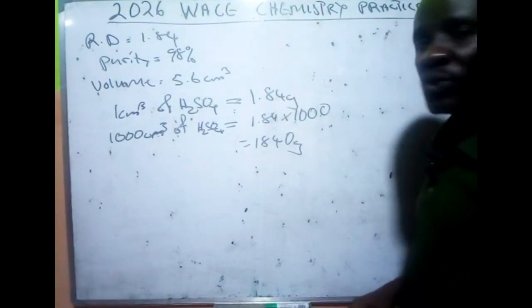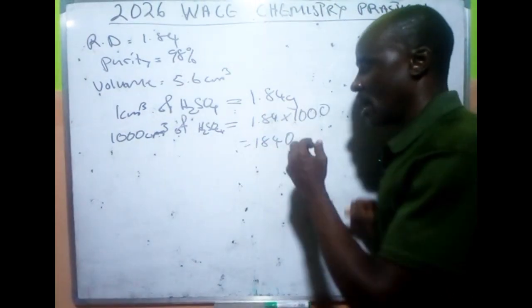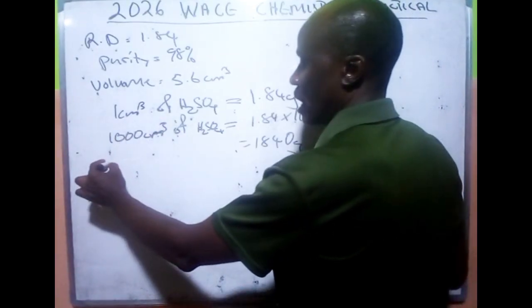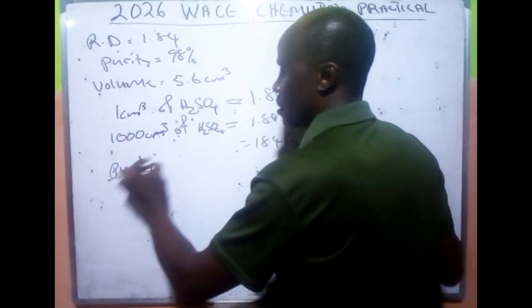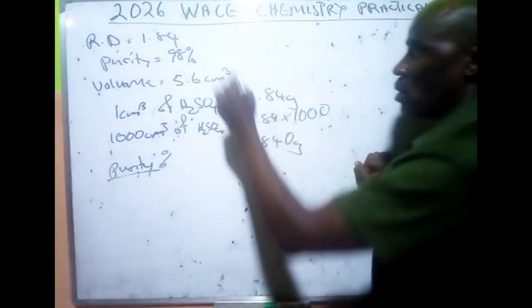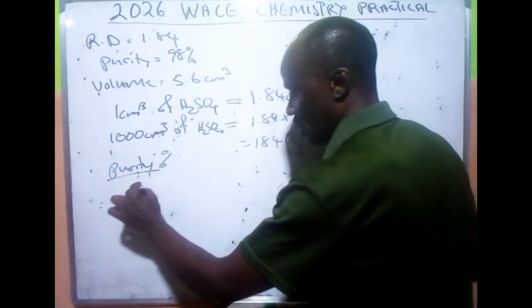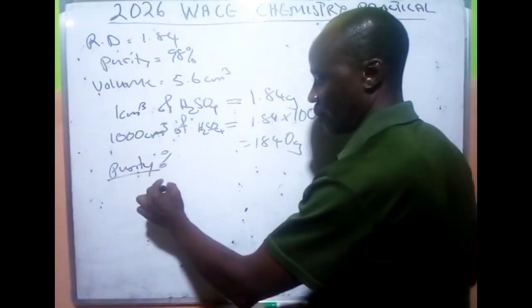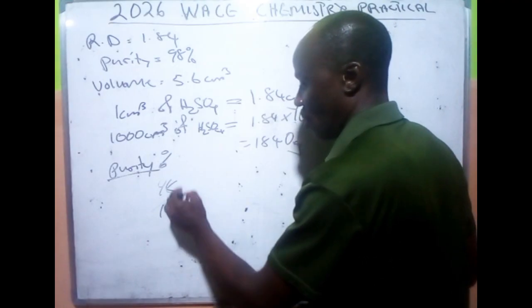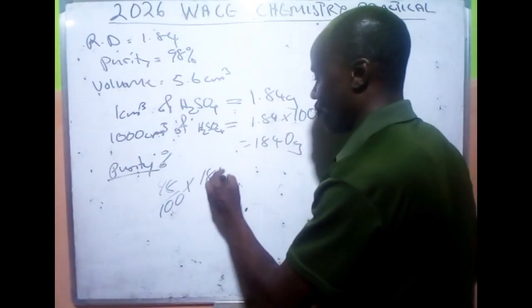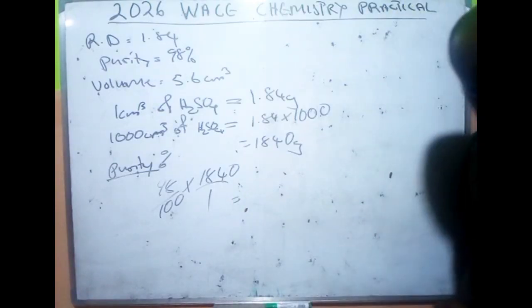Now we have the grams, we need to find the percentage purity. That's where this one will play a role. The percentage purity of the acid is 98%, which means in these grams, in the 1000 cm cube we are talking about, we have 98/100 times 1840 grams. Let's quickly do that.